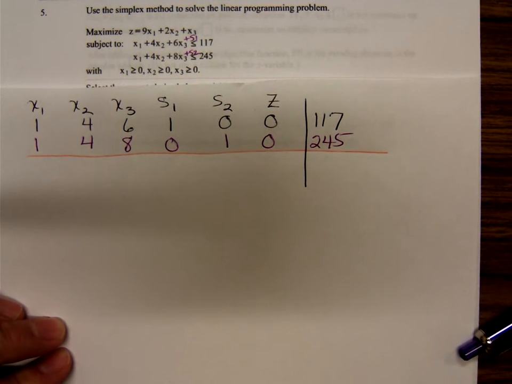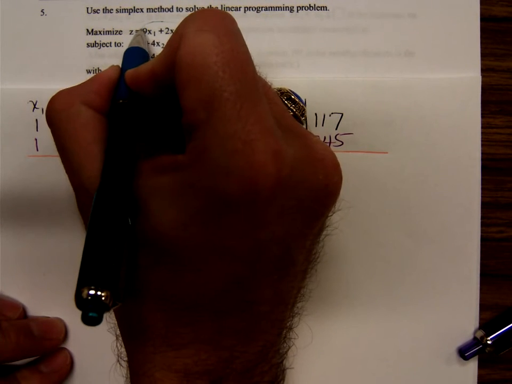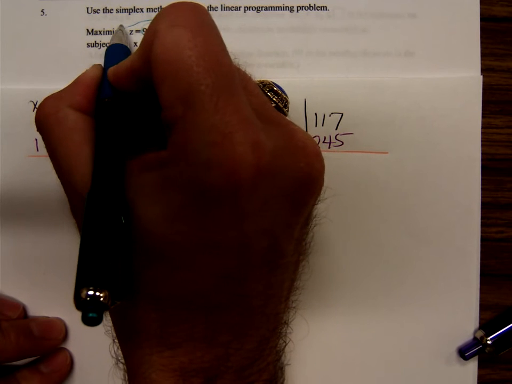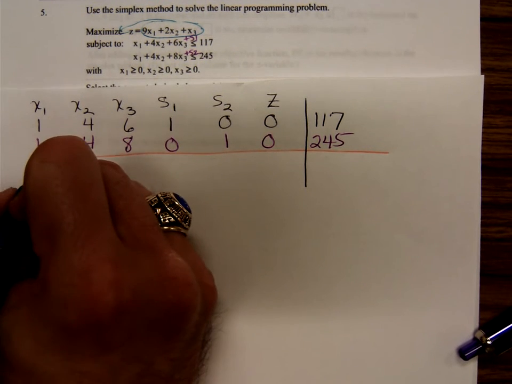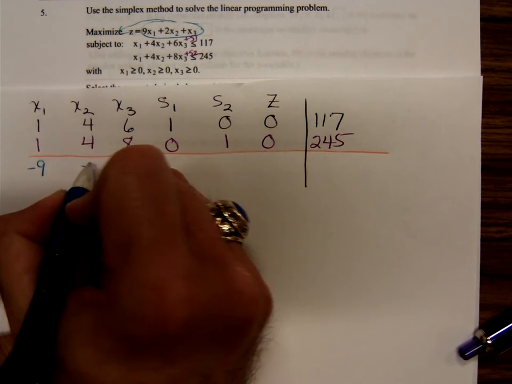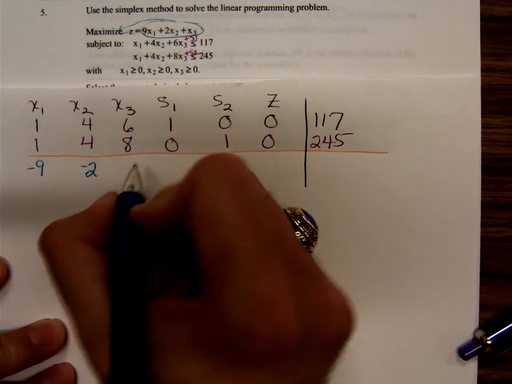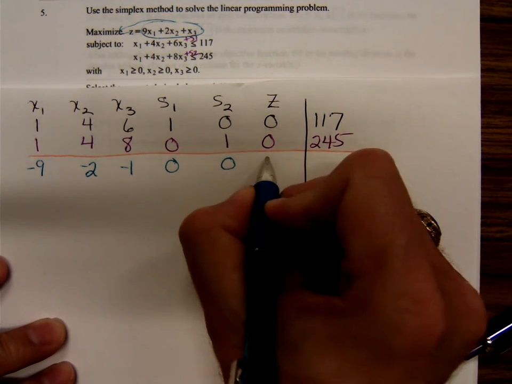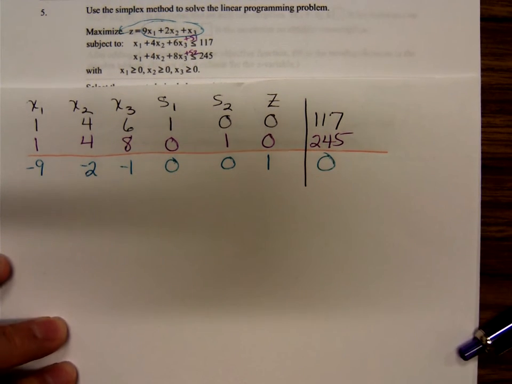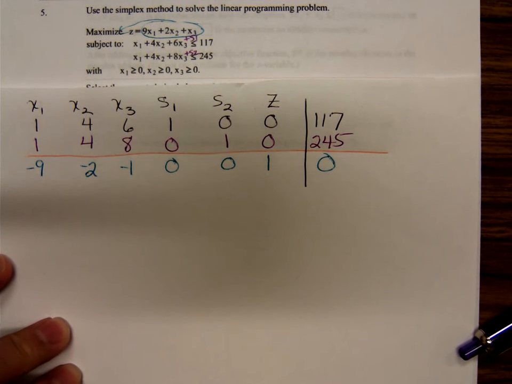Now the objective function. You move all of these X's over here with the Z. Can y'all imagine doing that? That would give you a negative 9X1, a negative 2X2, a negative 1X3. There's no S's, but there is a Z equals zero. So that's setting it up.